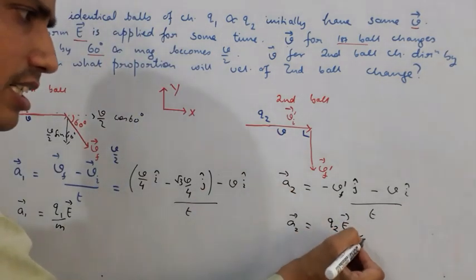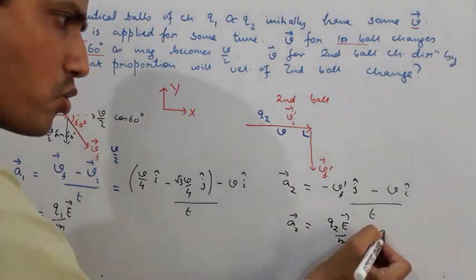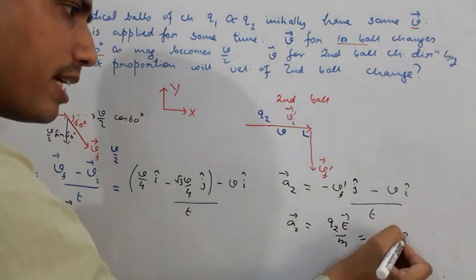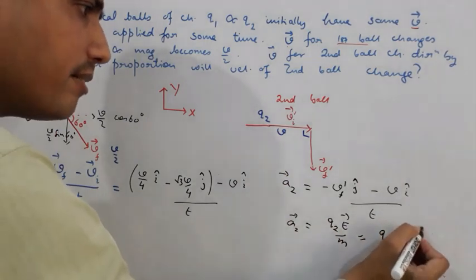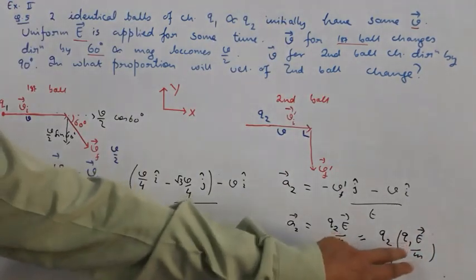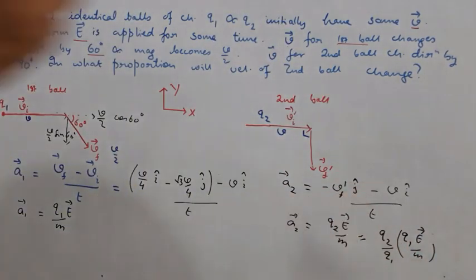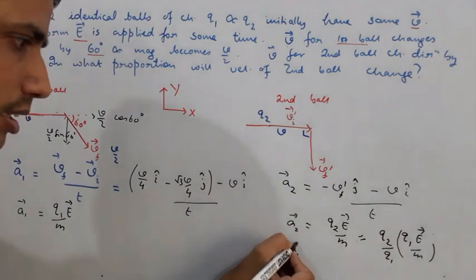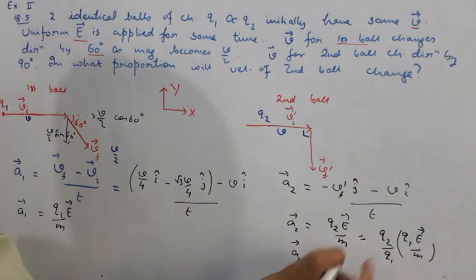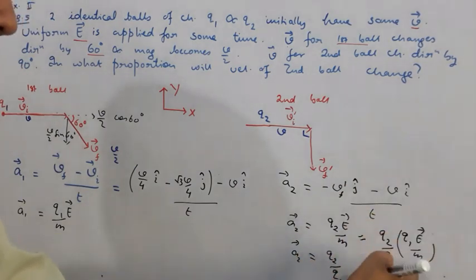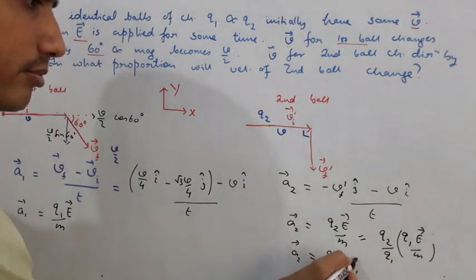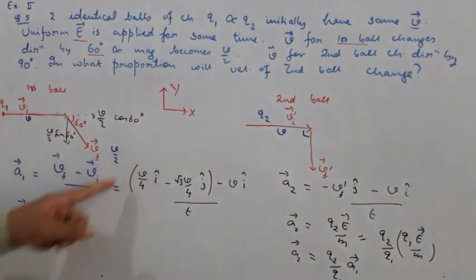Now this I can write like so. q2 I will put out, I will divide by q1, and I will multiply by q1 E by m. You can check it out. So q1 will cancel and you will get that particular thing. Therefore our a2 vector is nothing but q2 upon q1 multiplied by this. Now you can see q1 E by m is nothing but a1 vector, where a1 vector is this much.